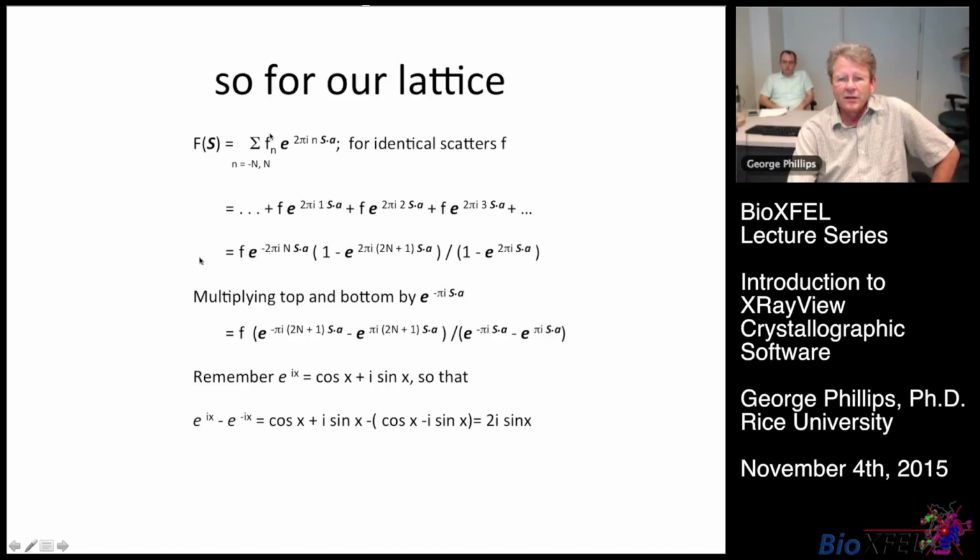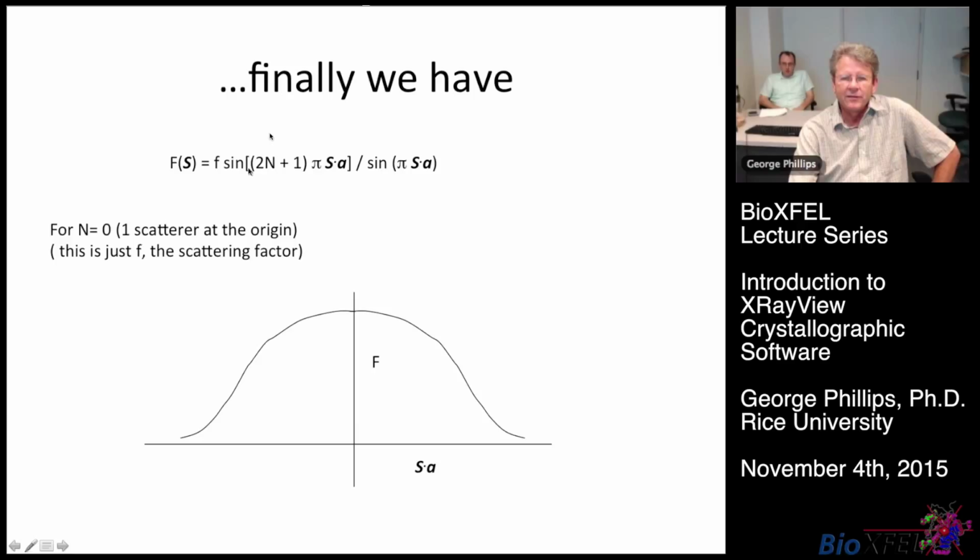Now, this expression can be simplified algebraically. If you multiply the top and the bottom by this, then you get an expression something like this. And these kinds of terms should start to look familiar, because from Euler's formula you can show that e to the ix minus e to the minus ix, the cosine terms drop out and you're left with 2i sine x, given this definition of the complex exponential. So we can apply that, and then we get a formula like this. It's sine of some integer, pi s dot a, over sine pi s dot a. So now we have an expression that will let us look at the effect of the length of the lattice.